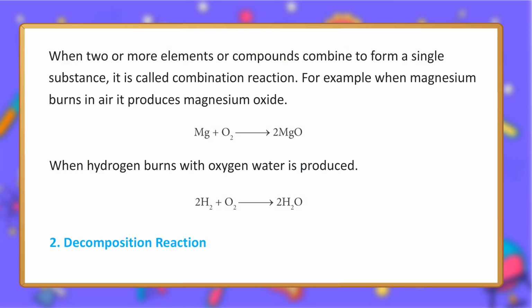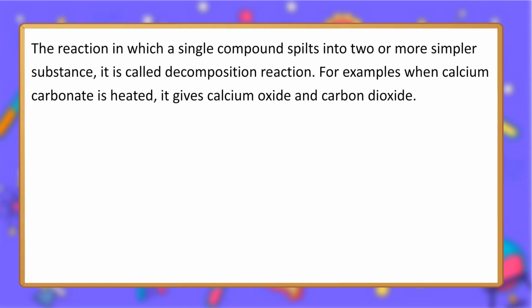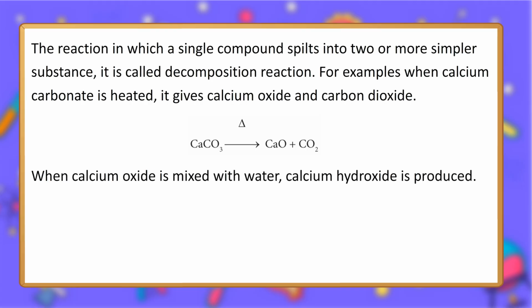2. Decomposition reaction. The reaction in which a single compound splits into two or more simpler substances is called a decomposition reaction. For example, when calcium carbonate is heated, it gives calcium oxide and carbon dioxide. CaCO3 gives CaO plus CO2. When calcium oxide is mixed with water, calcium hydroxide is produced. CaO plus H2O gives Ca(OH)2.